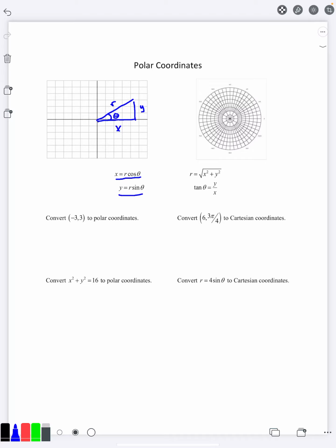On the other hand, if you want to convert in the other direction, you can solve, and by Pythagorean Theorem, r is equal to the square root of x squared plus y squared, and by trigonometry, tangent theta is equal to y over x.